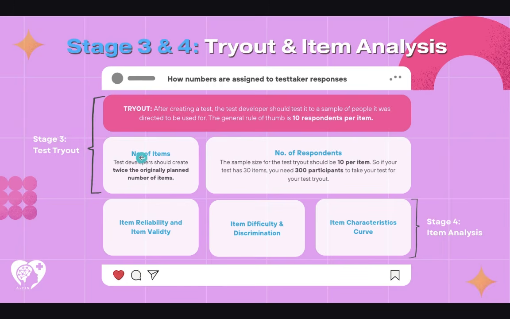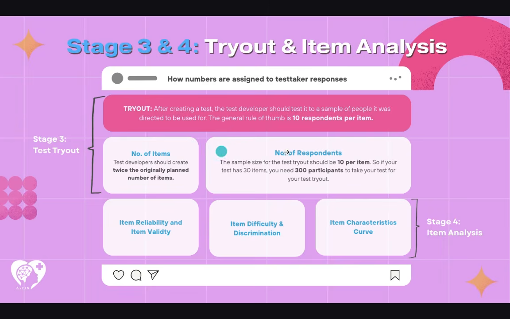Okay, what's the reason for this? Why multiply it by 2 or 3? Because along the way, there will be items that do not meet the standard. In a sense, when we say they do not meet the standard, they are rated low for relevance by the experts, and they have low reliability and validity. That's usually for research. And for example, for achievement tests, which are common in school placements or educational settings or licensure exams, they are bad in item difficulty and item discrimination. So that's why you have to make items that are twice the original planned number of items that you want.